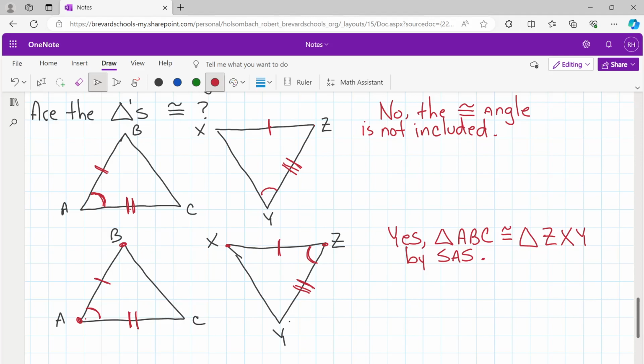All right, so any questions on either of those two postulates or examples?